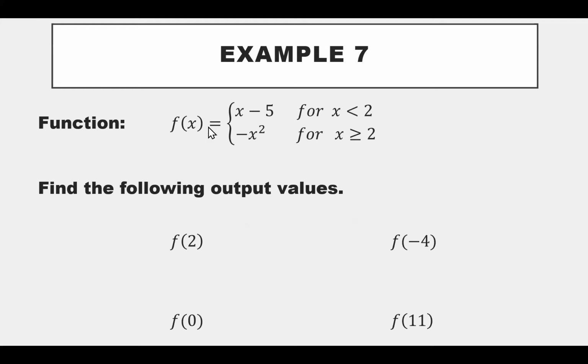In other words, if we plug in a number which is smaller than 2, we use x minus 5. If we plug in a number which is greater than or equal to 2, then we plug it into negative x squared. Let's find some output values here just to drive that point home. We'll find f of 2, f of -4, f of 0, and f of 11.